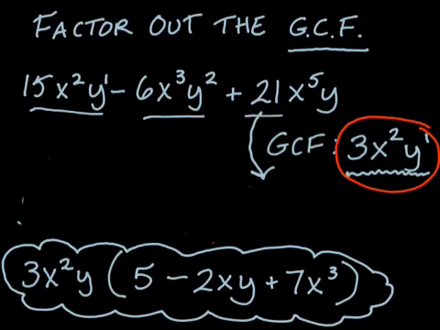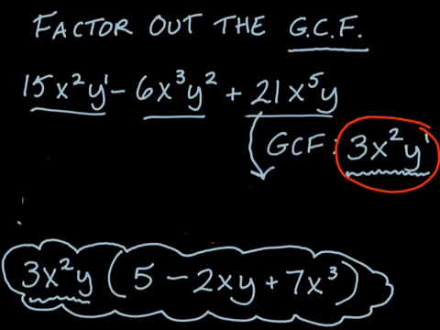term by term, and just divide out 3x squared y. So you notice I write my greatest common factor in front, and then in parentheses put what I get when I divide it out term by term by term. So my first one, 15x squared y, if we divide out 3x squared y, leaves me with just 5, which is where this 5 came from. Next up, minus 6x cubed y squared, I'm going to divide out a 3, which leaves me with negative 2. Divide out an x squared, which leaves me with just x, and divide out 1y, which leaves me with 1y left.